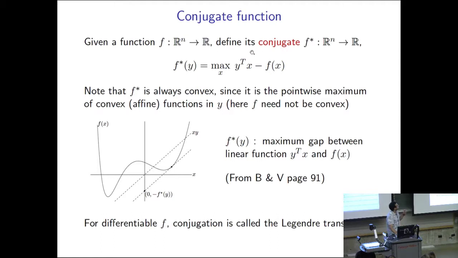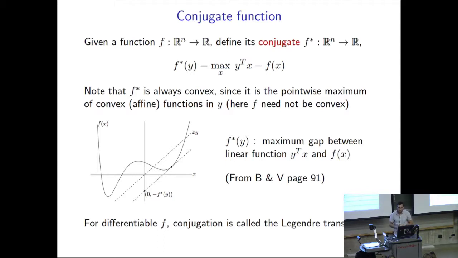To any function f, we can assign another function which we call its conjugate. Sometimes it's called the convex conjugate as well, which is defined as follows. At a point y, the conjugate of f at y is the maximum over all x of y transpose x minus f of x. So it's the biggest gap that we can observe between a linear function of x with slope y and f of x.